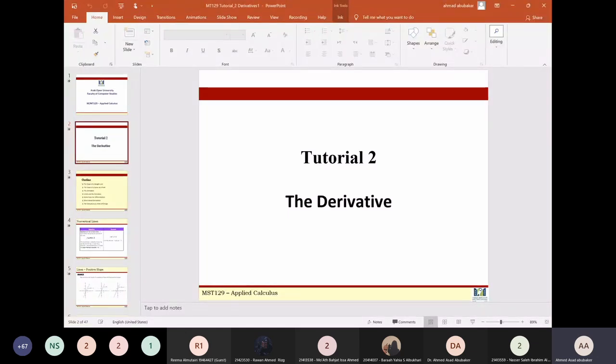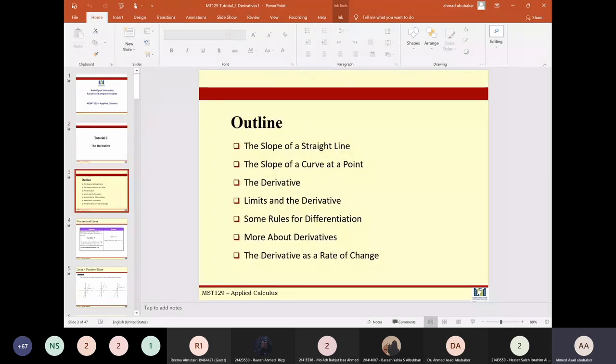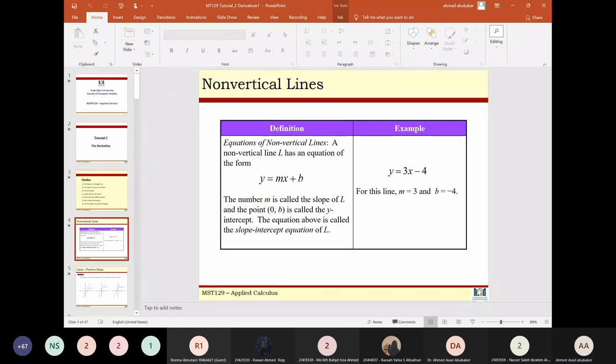Inshallah, today we will start with tutorial number 2, the derivatives. This is a very important chapter. We will start this week with this chapter, and inshallah, next week we will finish all subjects for this chapter. If we have slope, how can we find the slope, how can we find the equation of the line, how can we find the tangent line, the derivatives, derivative by limit, some applications of the derivatives, and so on.